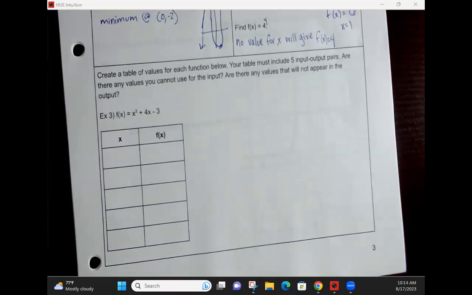That way I get kind of an idea of a general shape when we're going to graph. So if I can plug in negative, I usually plug in a couple negative. If I can plug in 0, I usually do. If I can plug in something positive, I usually do, unless I have a good reason not to.